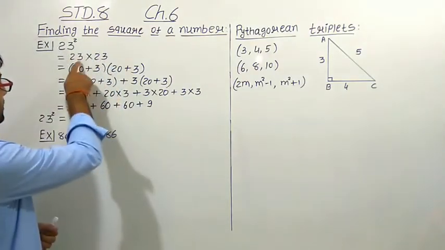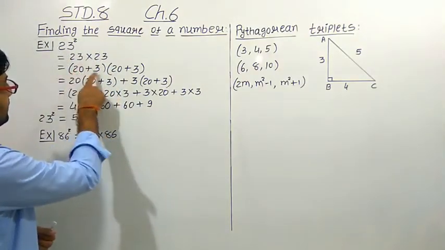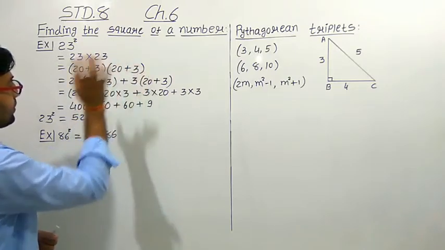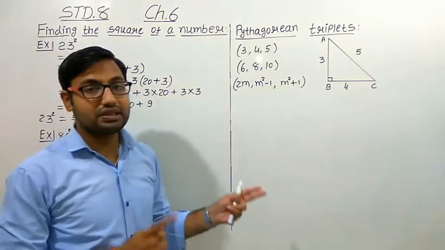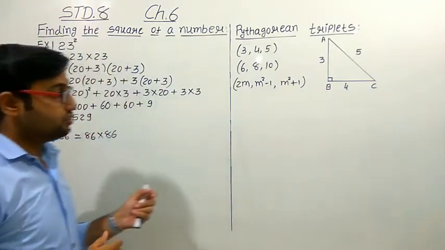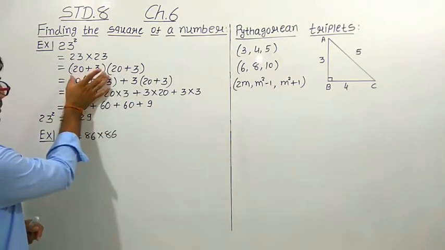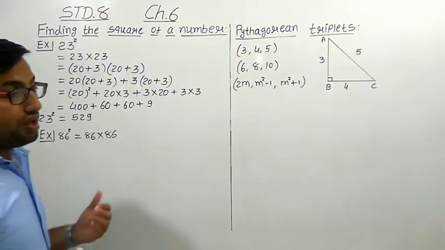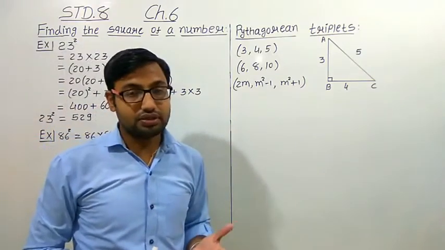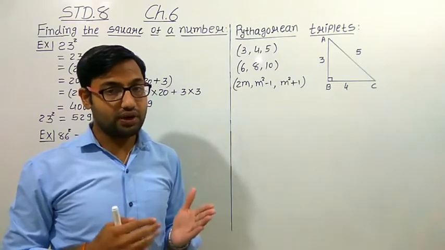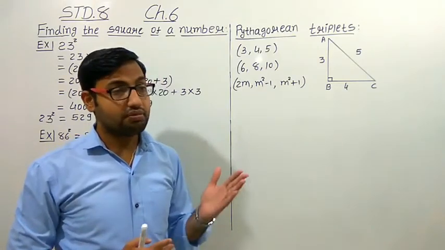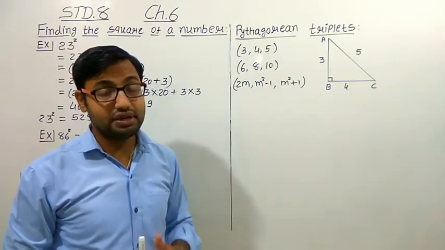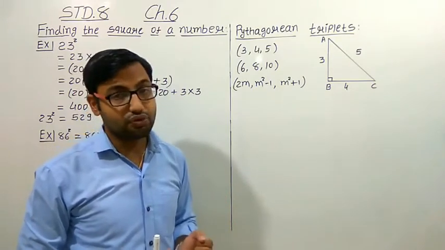So now 23 can be written as 20 plus 3 in one bracket, and for this 23 also we can write down 20 plus 3 in another bracket. So now what will we do here? Here the two brackets are in multiplication. If there are two numbers, then we know how we can multiply the two numbers. But here the situation is different. Two brackets are in multiplication. How can we multiply the two brackets?